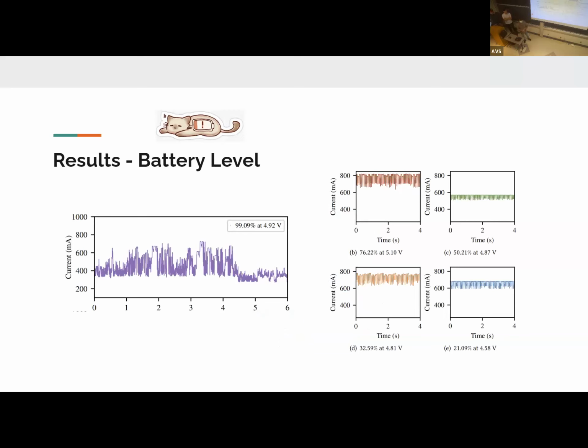Unfortunately, once the battery level starts dipping below 80%, your current traces become a lot smaller, and it becomes very difficult for any classifier to extract useful information from these current traces.